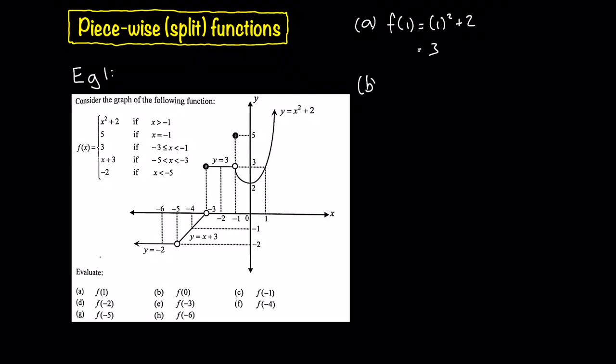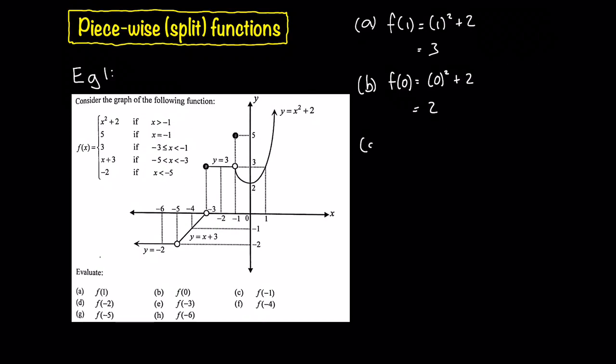Right, question B asks us to evaluate f of 0. So again, we look at the graph, x is 0 there, and it is also defined for the parabola. So we're going to substitute f of 0 into the parabola. Alright, and that gives us a value of 2.